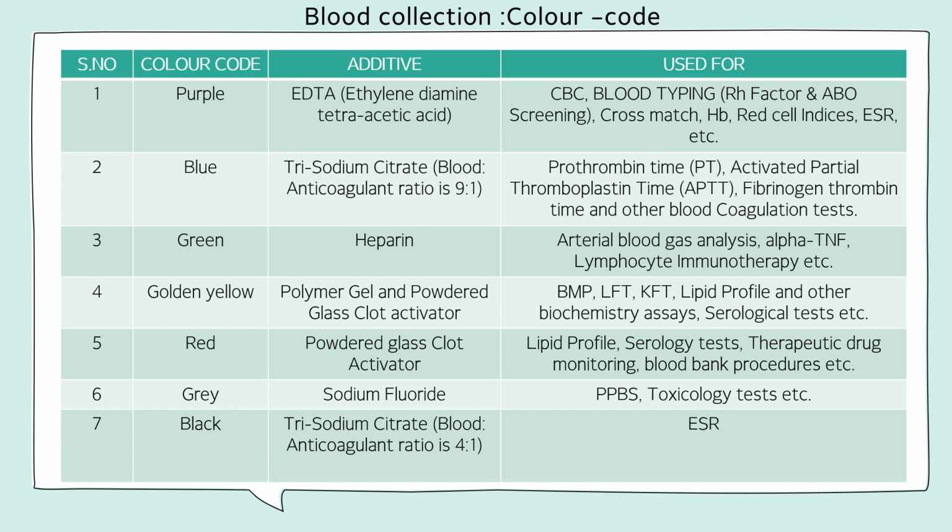Green color indicates heparin. In that we are able to perform ABG analysis, TNF, and lymphocyte immunotherapy, etc. Golden color indicates the polymer gel and powdered glass clot activator. Here we can perform all biochemical parameters, liver function test, kidney function test, lipid profile, other biochemistry assays, and serological tests also. And red color cap indicates powdered glass clot activators. In this, we can perform lipid profile, serology, therapeutic drug monitoring, blood bank procedures, and so on.